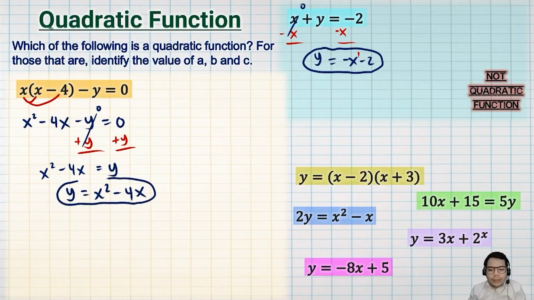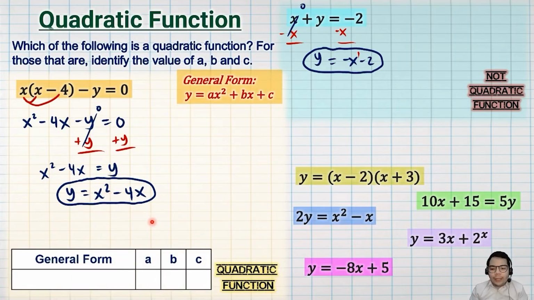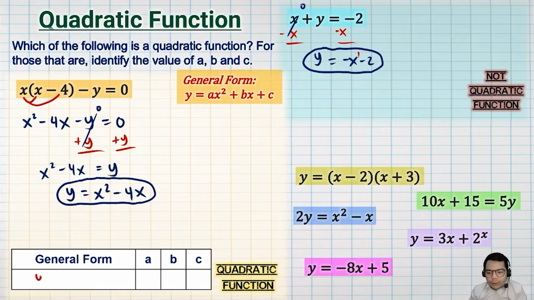So, in this case, this will be now our given function. So, the question is, is this a quadratic function or not? The answer is yes, this is a quadratic function. The highest exponent of x is 2. So, in this case, we'll have to identify the general form. So, ayan na, nagawa na natin actually yung general form nitong quadratic function na to. So, that will be y is equal to x squared minus 4x. Yan. Then, we'll try to identify the values of a, b, and c.